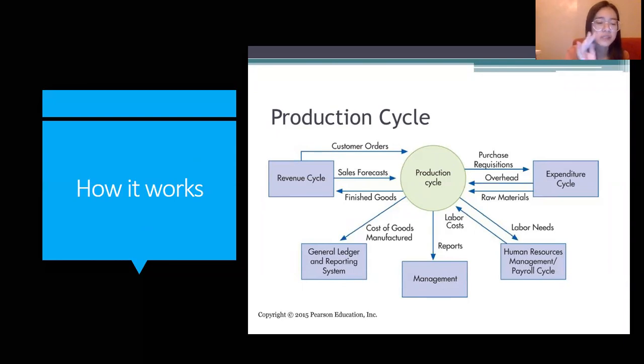Because it is the business activities and information processing activities, everything revolves around it. Information flows to and from the production cycle related to the other cycles. As you can see on the slide.